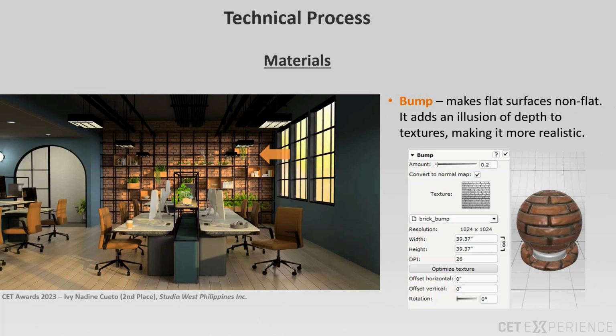Next is bump. This setting helps create non-flat and detailed surfaces such as grooves and scratches. It also adds an illusion of depth, which catches the light as if they are represented by real geometry. A good example for bumps are brick surfaces, which you can see here in Nadi's entry last year. She used it as a backwall texture, which was then highlighted by the light coming from the windows.